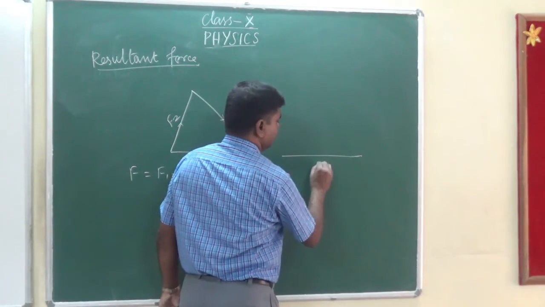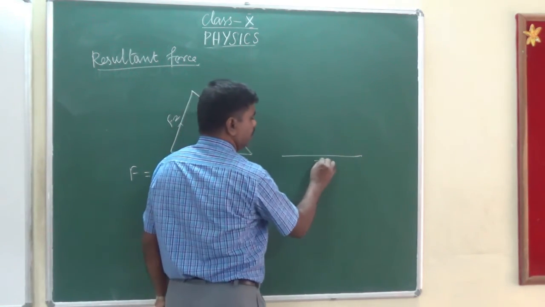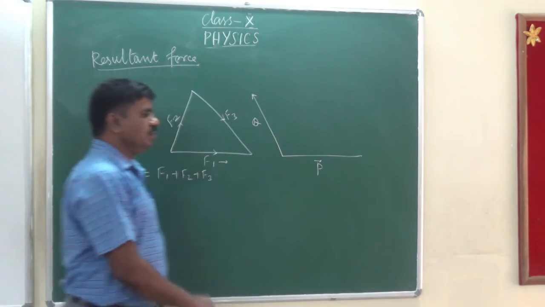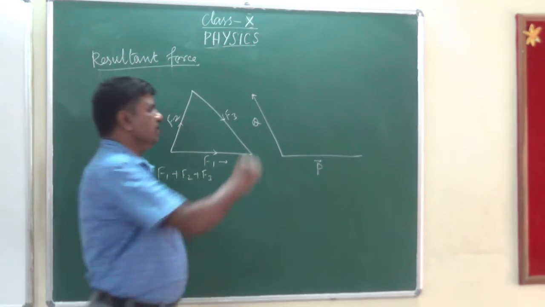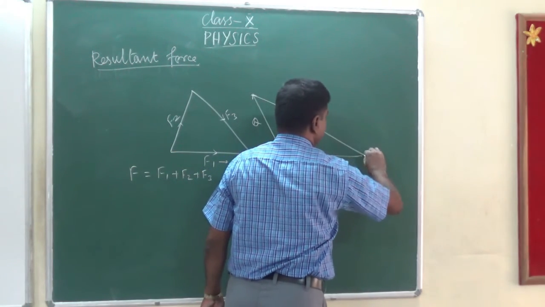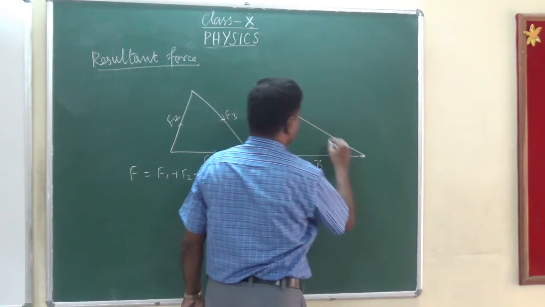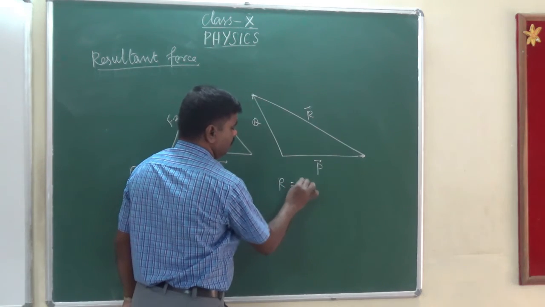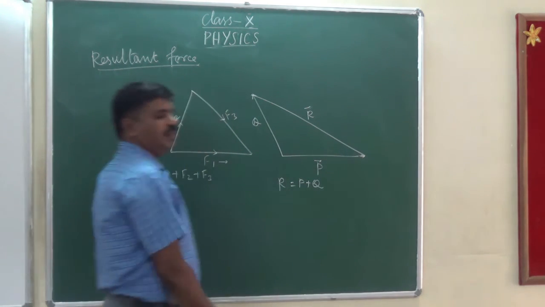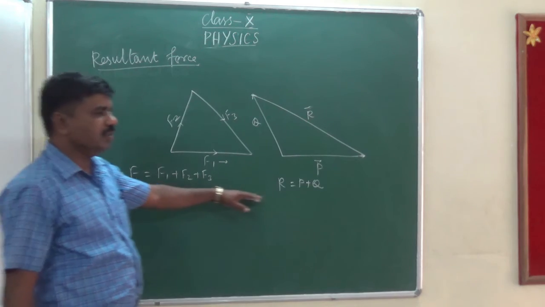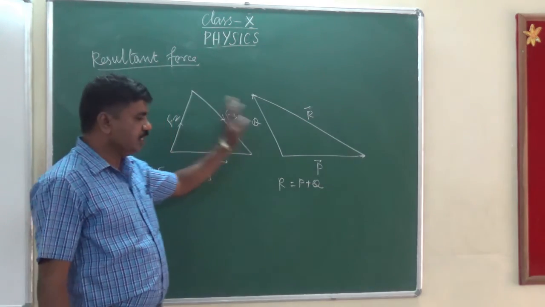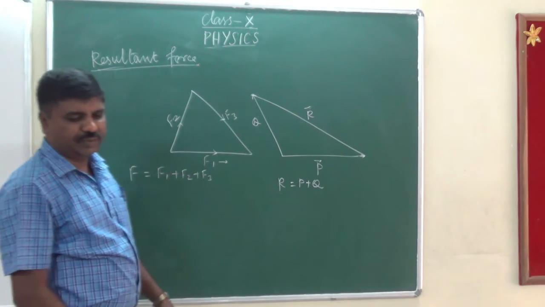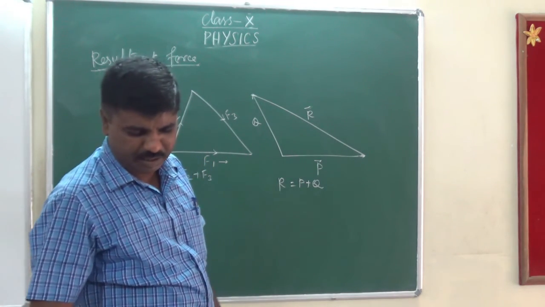Otherwise, here P is one force and Q is another force. Two forces are acting in different directions. Then the third one, the line joining P and Q forces, is the R force. So here R equals P plus Q. The net force equals the sum of the individual forces, so R equals P plus Q. That is nothing but the resultant force, the sum of forces acting in different directions.